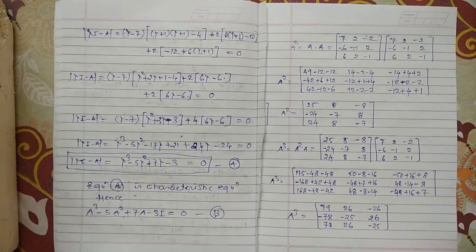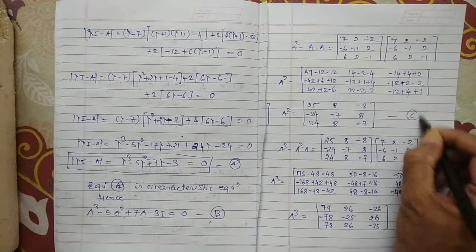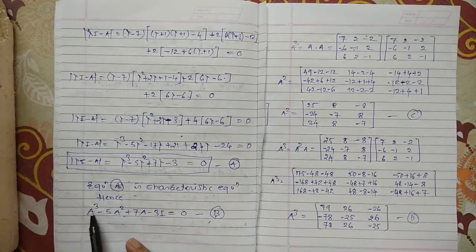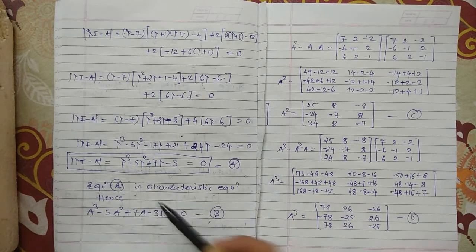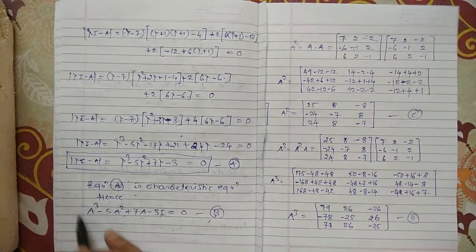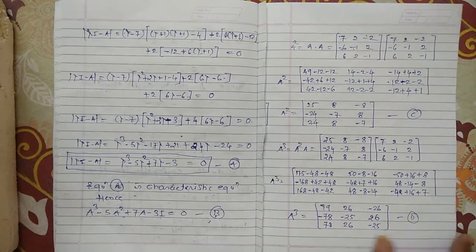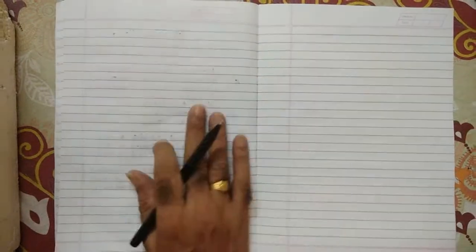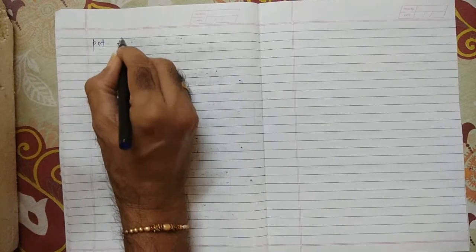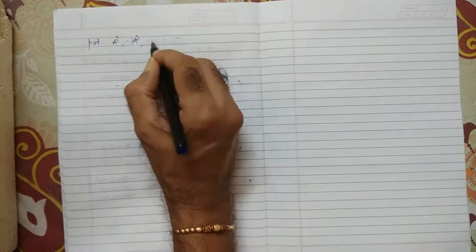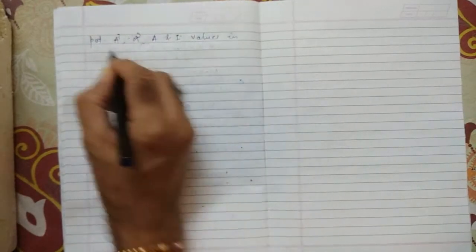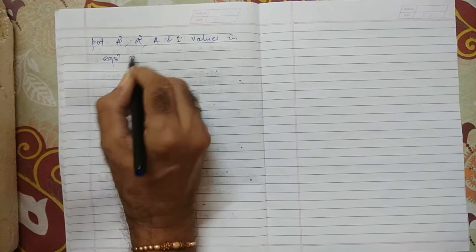So let us say this is B, this is C and this is D. So we have A square, A cube. Now we have A cube, A square, A, which is already given in the equation, that is A, and I we know. So now we know everything in equation B, so we will put the values over there in equation B. Now put A cube, A square, A and I values in equation B.